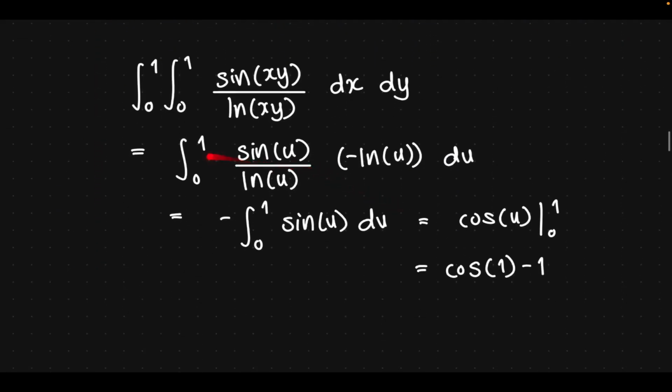A better example is integrating from 0 to 1, 0 to 1, sine of xy over ln xy dx dy. You use the formula that we have. So we have the integral from 0 to 1 of sine of u over ln u, times minus ln u du. So we have minus the integral from 0 to 1 of sine u du because the natural logs cancel, which is just cosine u from 0 to 1, which is very simple to evaluate. It's cosine 1 minus 1.